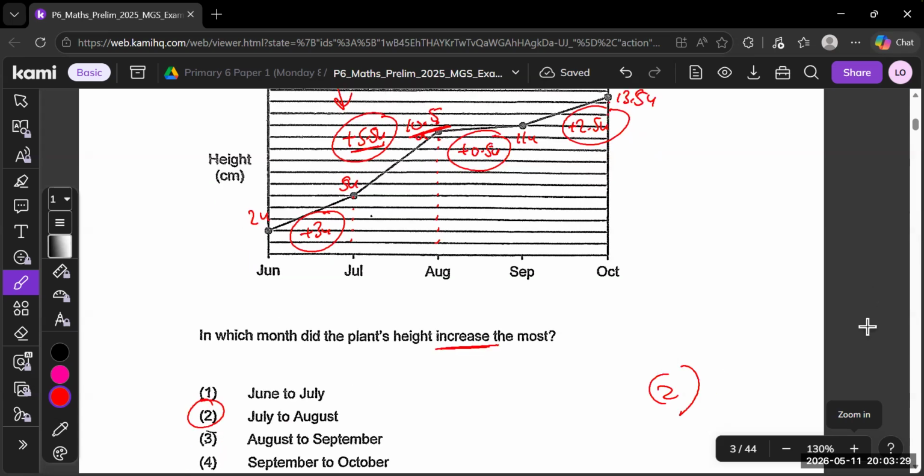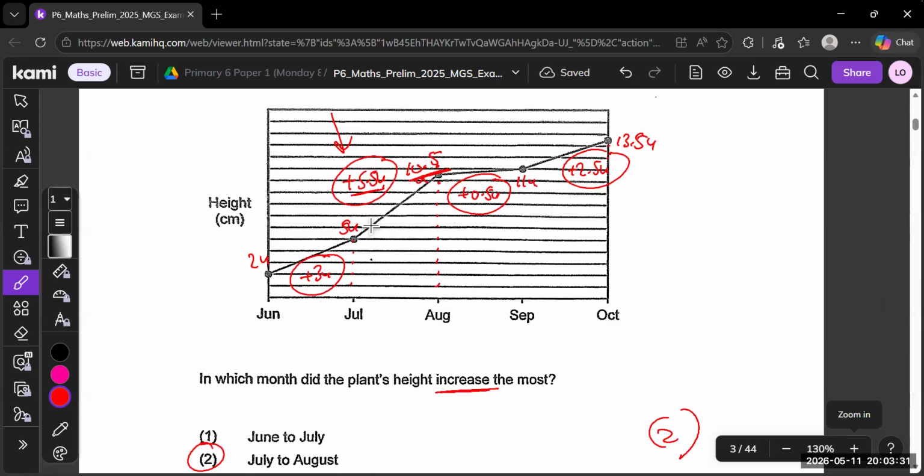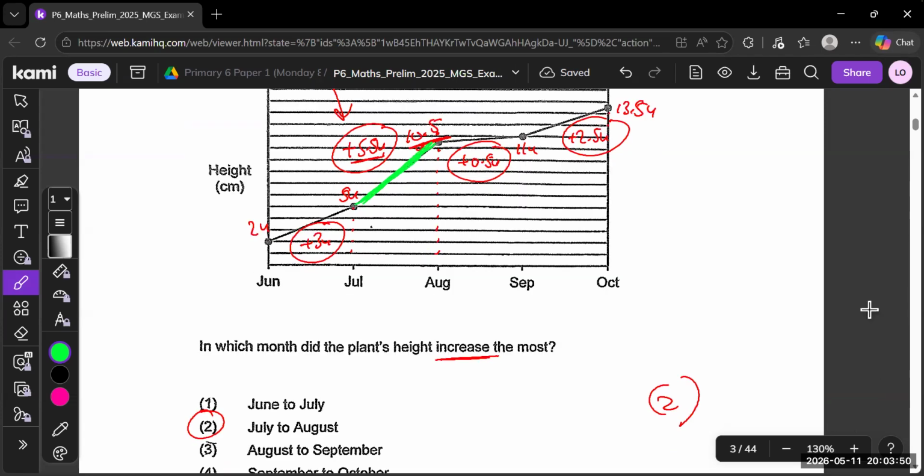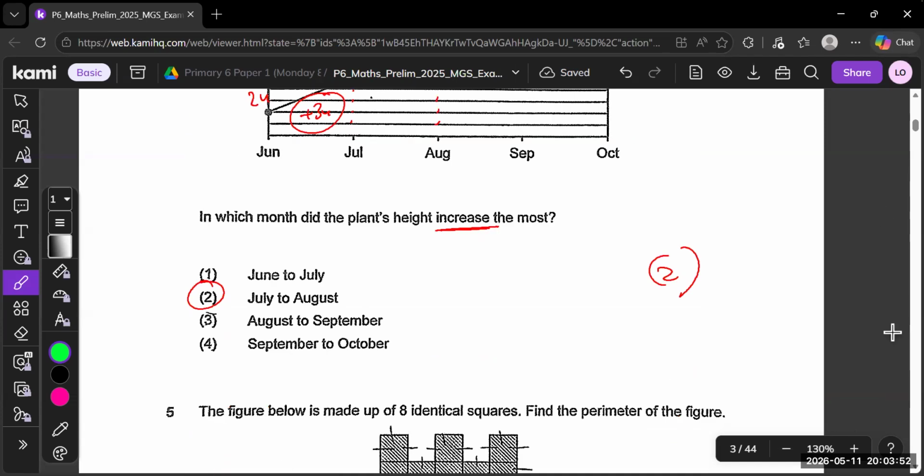Okay. Now, your teacher may have told you something like, look for the steepest line. You can also do that, but it's not 100% accurate. Okay. For this question, you can see very clearly that this line is the steepest. So that would be the most increase also. That's another way to get the answer. Okay, but it's not the most accurate. Okay, let's go to number five.